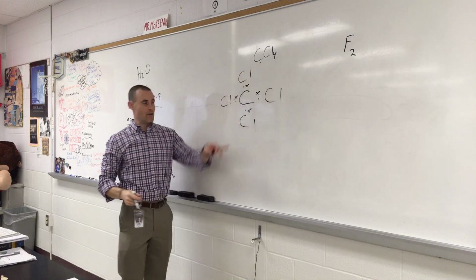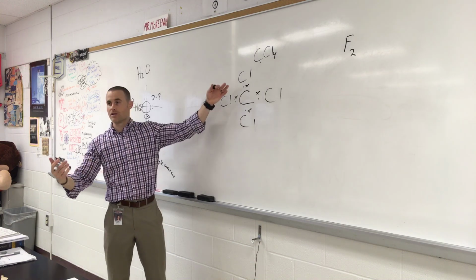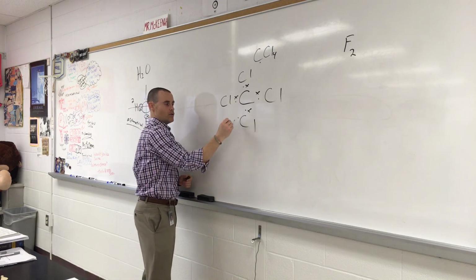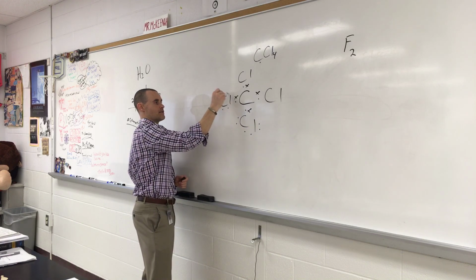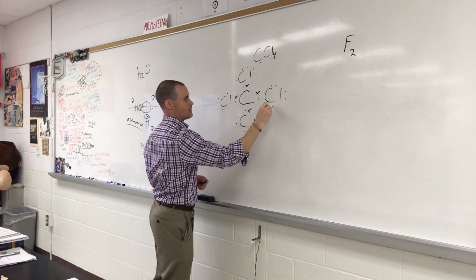I used X's for carbon. Carbon has 4 dots. I use the X just because there's less dots, so I feel like they are easier to make. So 1 here, 2, 3, 4, 5, 6, 7 around each Cl.